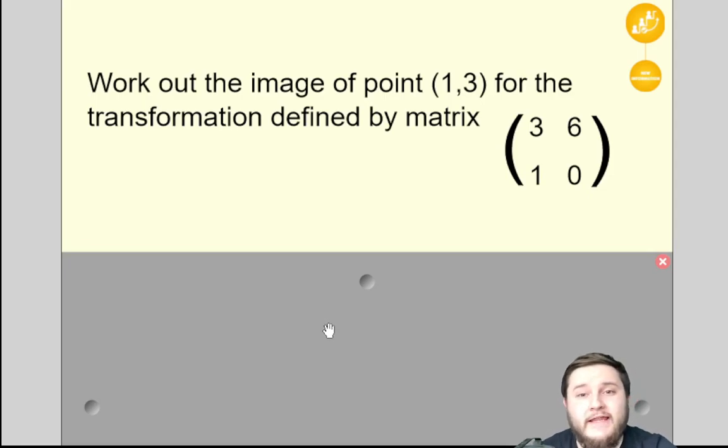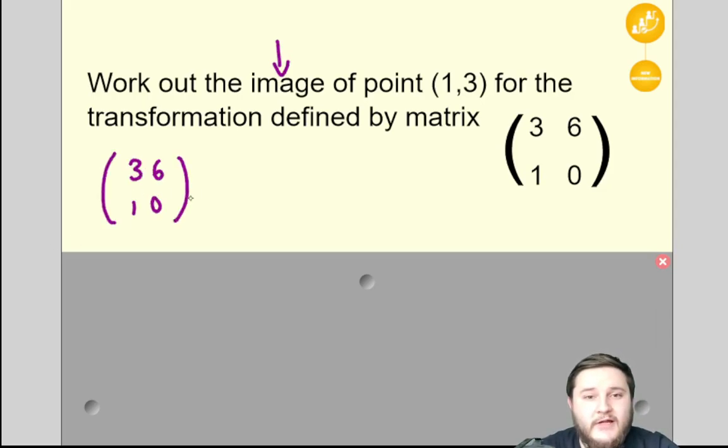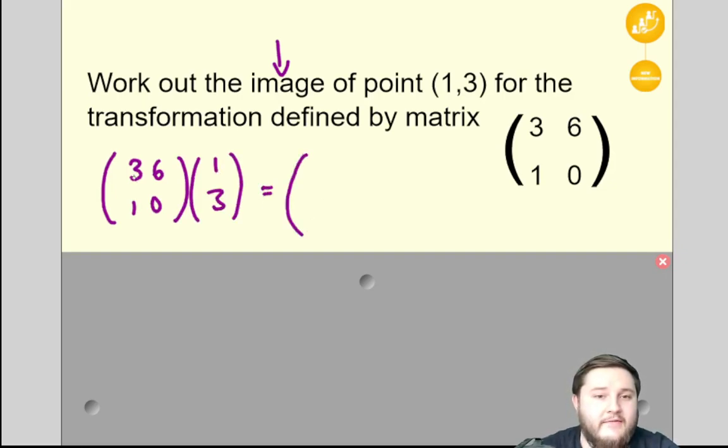So if they give you a question like this, work out the image of the point 1, 3 for the transformation defined by the matrix 3, 6, 1, 0. Well, an image is just where something ends up after a transformation. So all you need to do is take your matrix and again multiply it by the point that you're given, 1, 3, and you're going to get 3 times 1 is 3, plus 6 times 3, well that's going to be 18. 3 plus 18 is 21. 1 times 1 is 1, plus 0 times 3, which is 1.